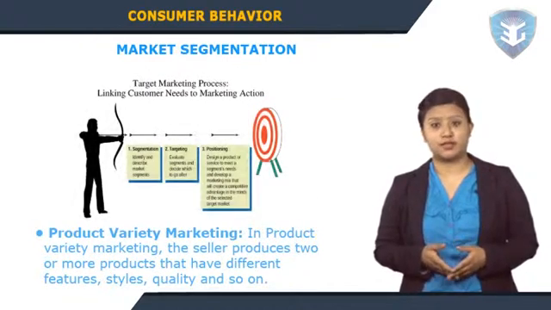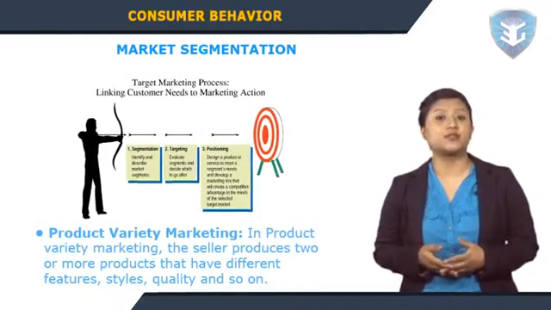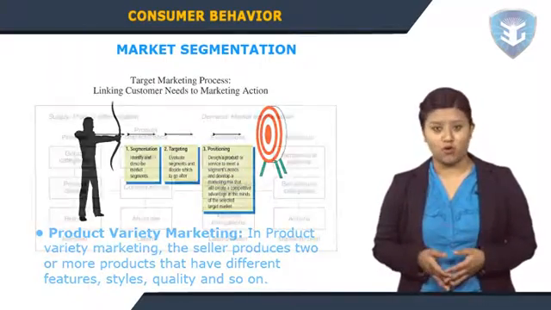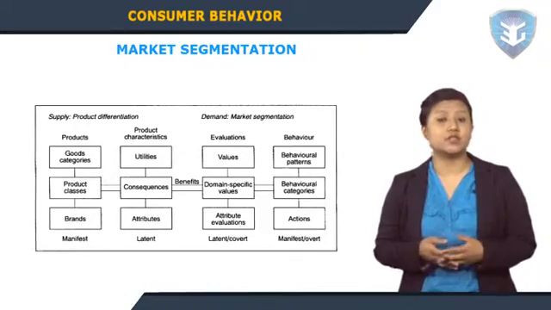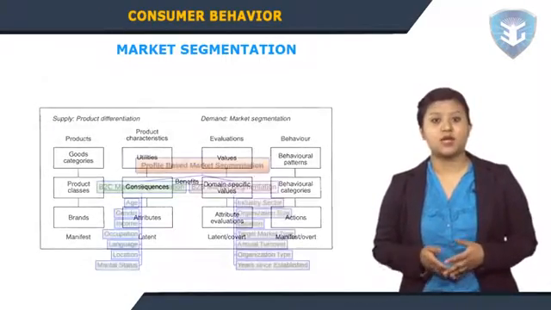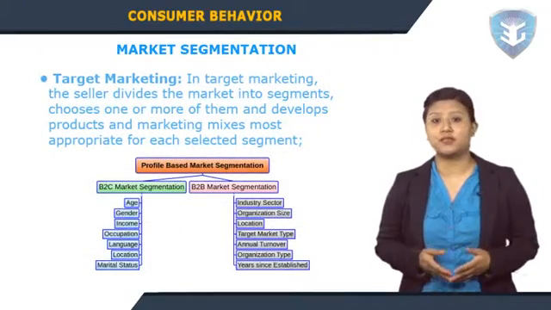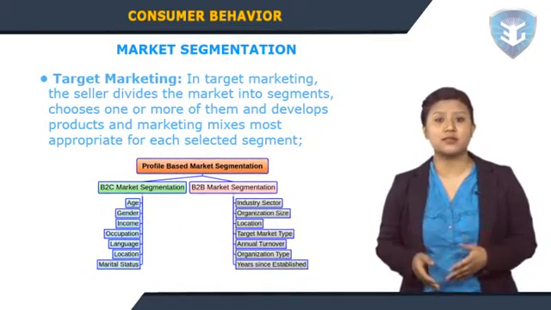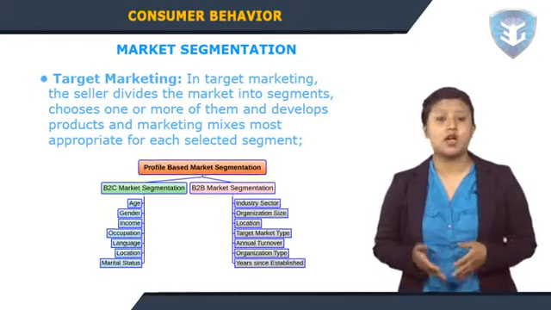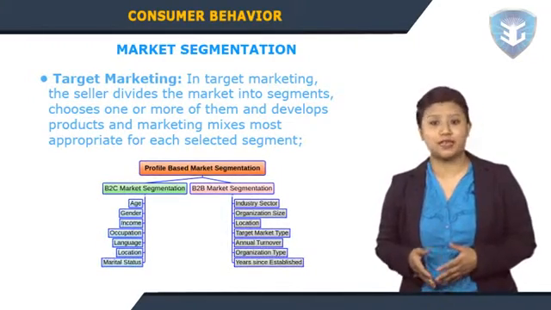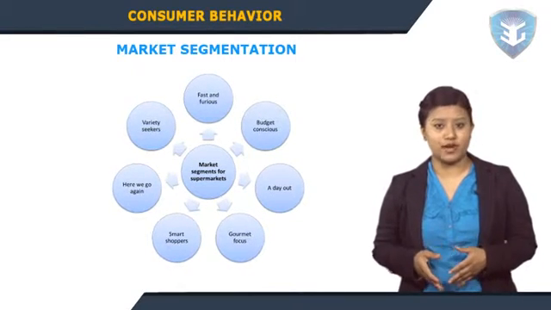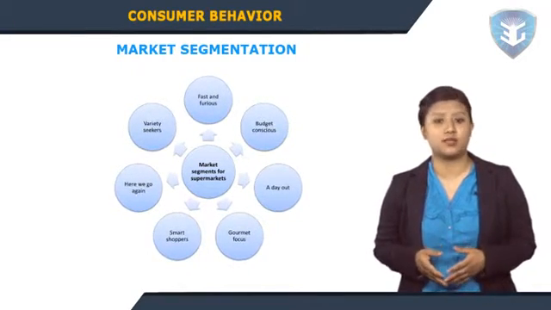Product variety marketing. In product variety marketing, the seller produces two or more products that have different features, styles, quality, and so on. They were designed to offer variety to consumers rather than creating different appeals to different market segments. Target marketing. In target marketing, the seller divides the market into segments, chooses one or more of them, and develops products and marketing mixes most appropriate for each selected segment. Companies nowadays are shifting from mass marketing and product variety marketing towards target marketing.